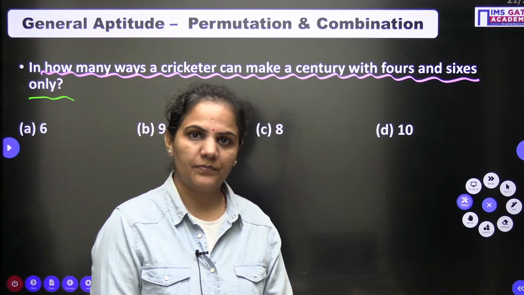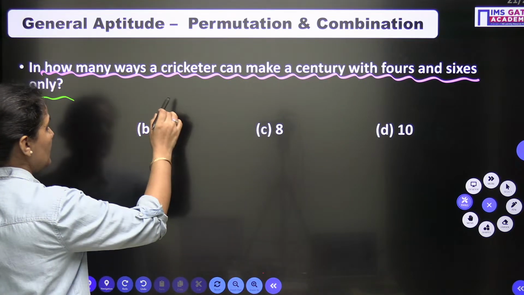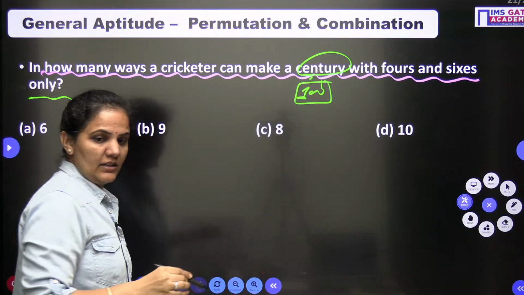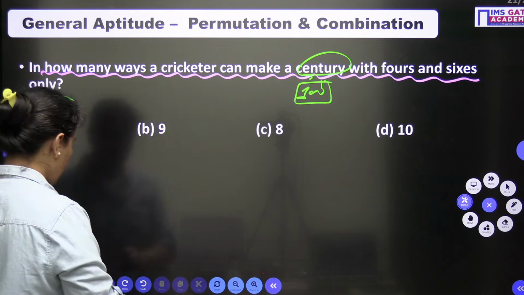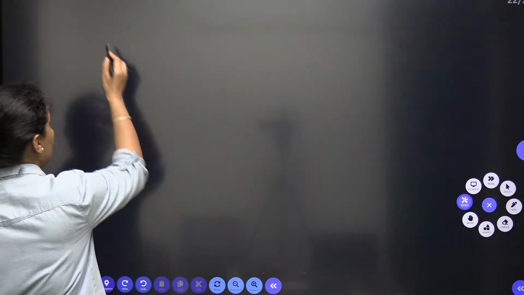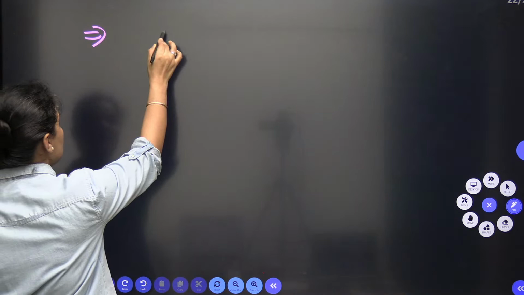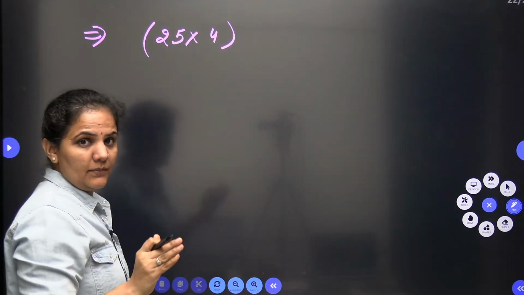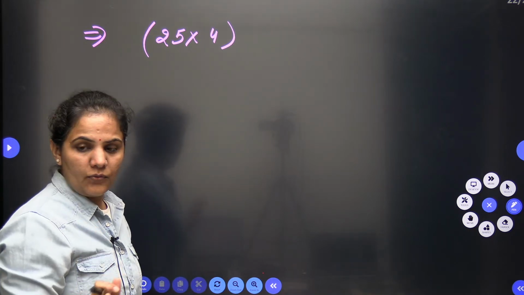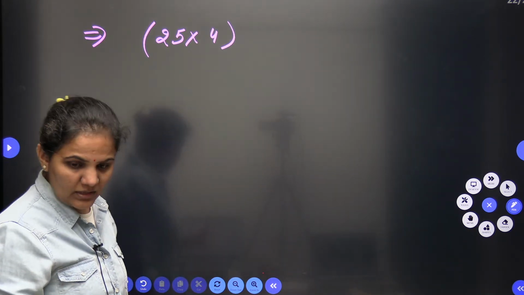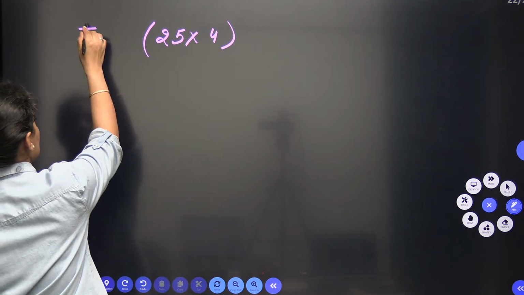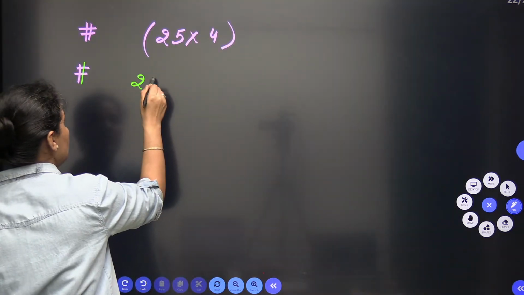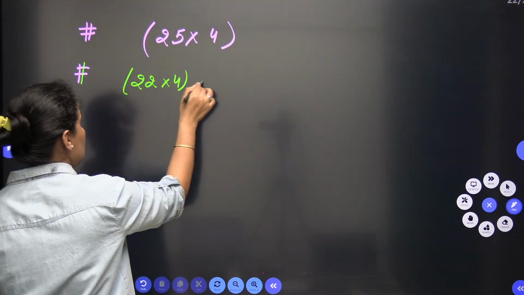Everyone can approach. Okay, so you want that century. Century means total 100. Okay, we want total as 100. So what are the possible ways? I need to calculate here one by one. So when I go with the first one, it is possible with 25. If a cricketer just made 25 fours, then also the 100 will be there. Okay, so this is the first possible way. Or other, suppose he made 22 fours plus 2 sixes.